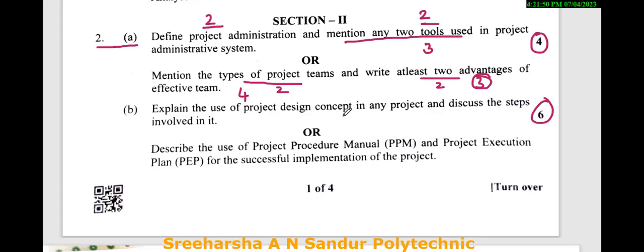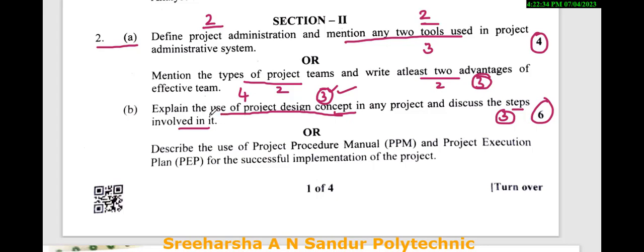Explain the use of project design concept in any project and discuss the steps involved in it. Again there are 2 questions here: explain the uses of project design concept, then the steps involved in project design. You need to think that this carries 3 marks and steps carry 3 marks. So there are 3 steps. You write all the 3 steps, and for the uses, the description will be enough to cover 3 marks. This is how you should approach the exam question.